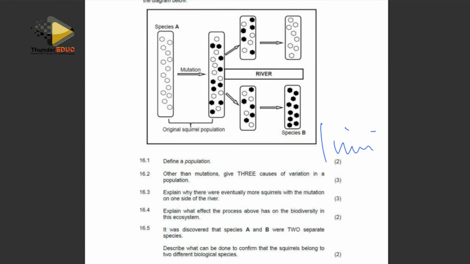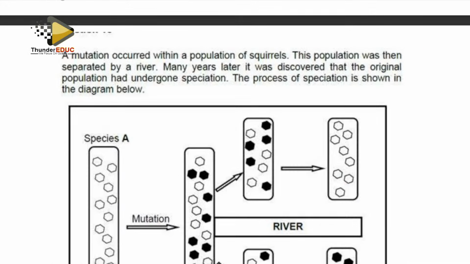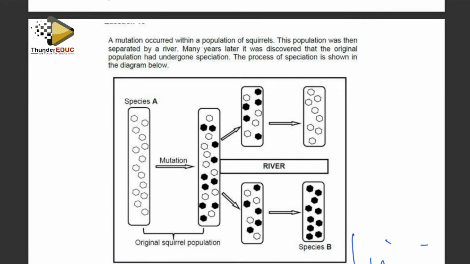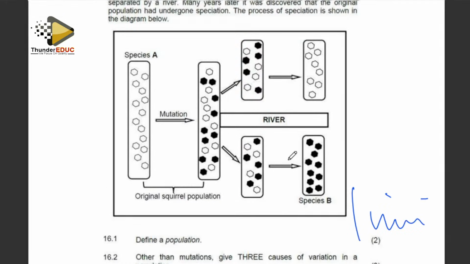All right, let's find out what they are saying here. They're saying that a mutation occurred within a population of squirrels, and this population was then separated by a river. Many years later, it was discovered that the original population had undergone speciation. This process of speciation is shown in the diagram below. All right, we see it.